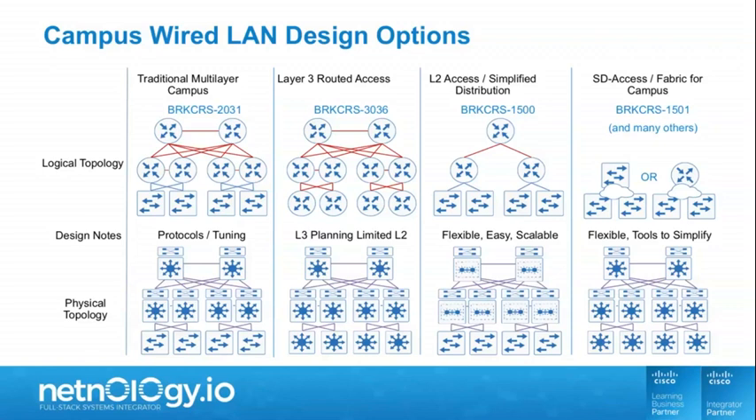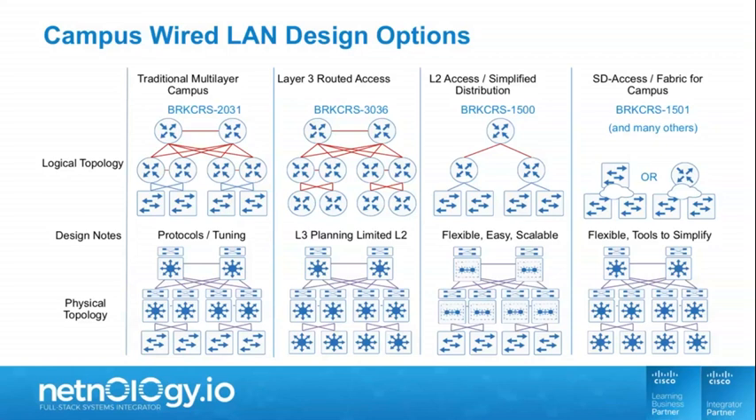Then came along layer 3 routed access, where we extended our layer 3 boundary all the way down to the access layer. We converted our layer 2 switches at the access layer into pure layer 3 switches. And we said, okay, now we can bring our routing all the way down to the access layer. That will take care of spanning tree. Again, all of this is still hand-driven, prone to human errors, policies that humans define. There can be mistakes.